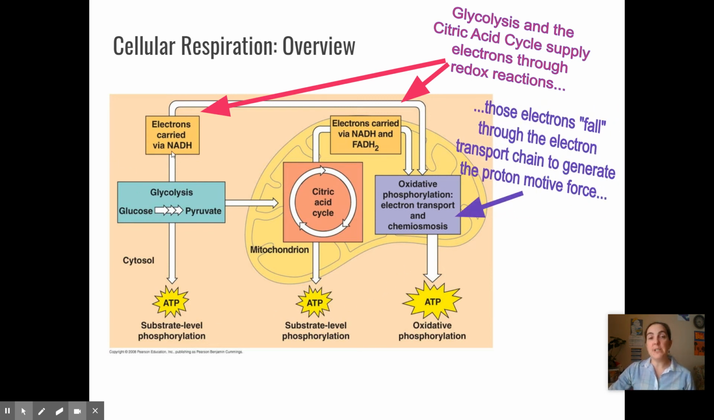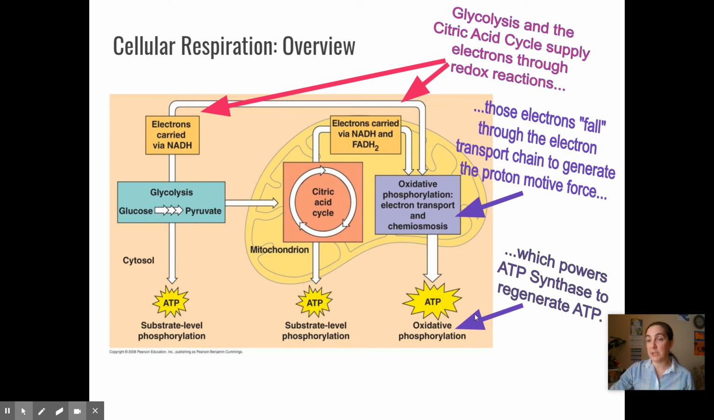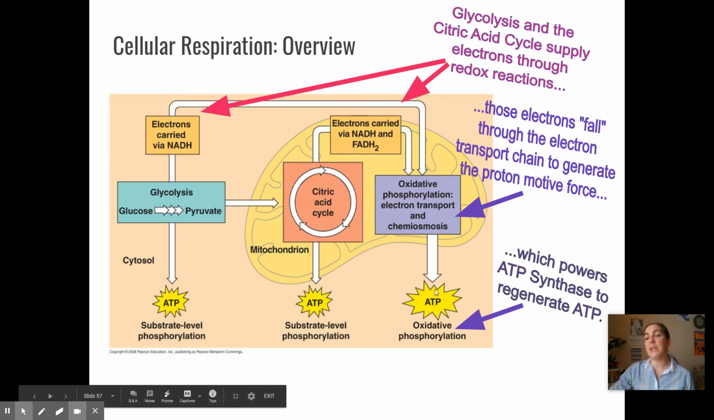Most of the energy goes into these electron carriers, and those electrons then fall through the electron transport chain, which powers the pumping out of protons to create that proton gradient. And then as those protons diffuse back into the mitochondrial matrix, that gives energy to ATP synthase to regenerate and produce the ATP. This final step, that process of oxidative phosphorylation, makes like 30 ATP molecules compared to 2 here and 2 here. So the vast majority of energy is made at this very last step.